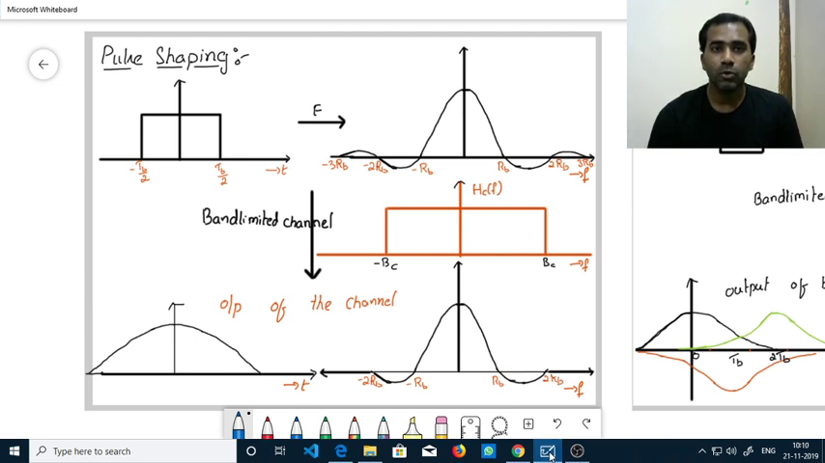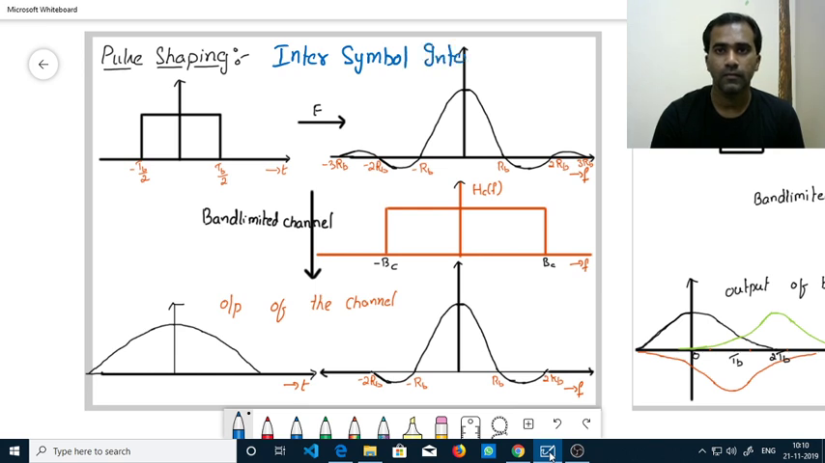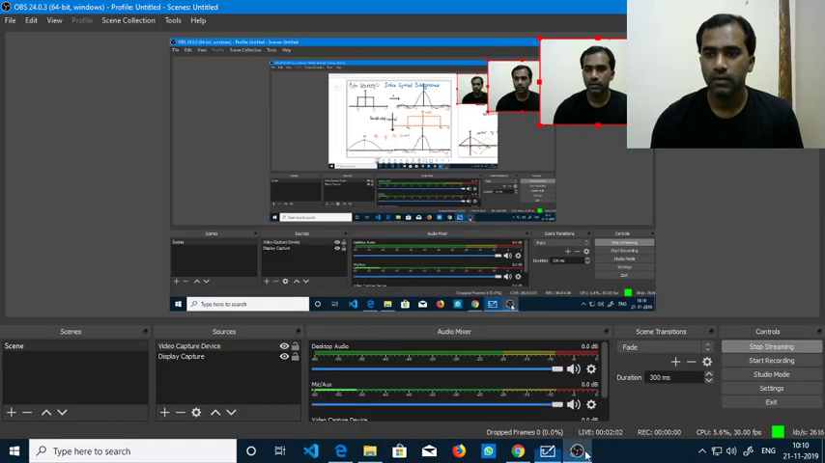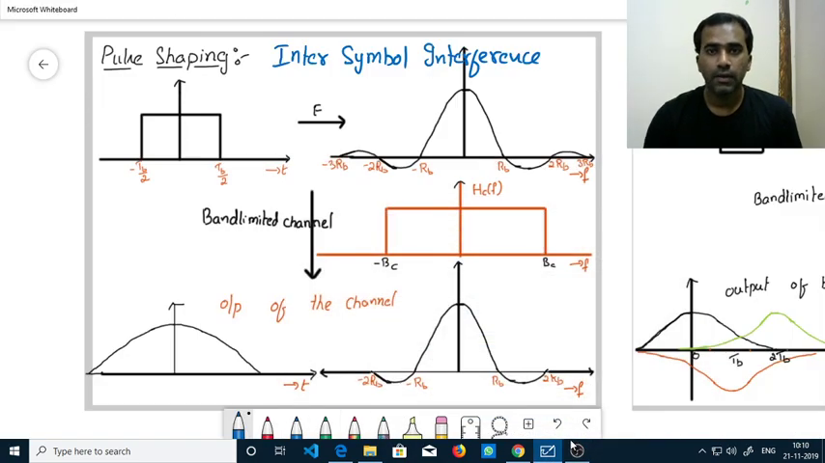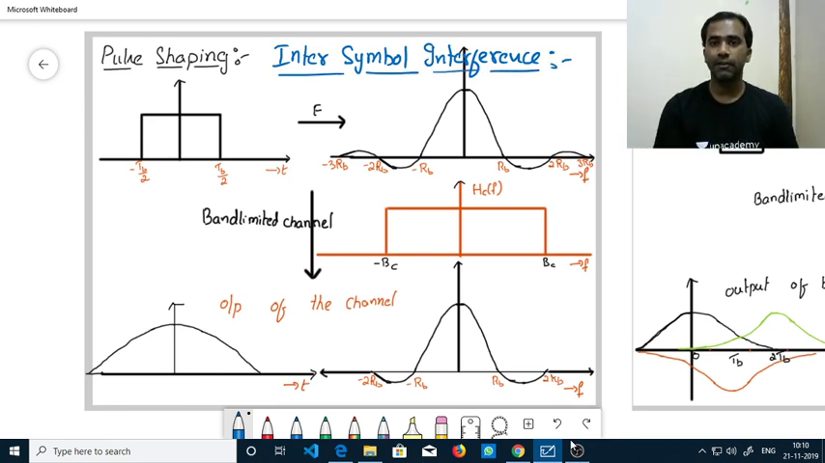So, this class is about intersymbol interference and pulse shaping. Okay, so very crucial concept and very important. A little tricky concept as well. So let us understand this.